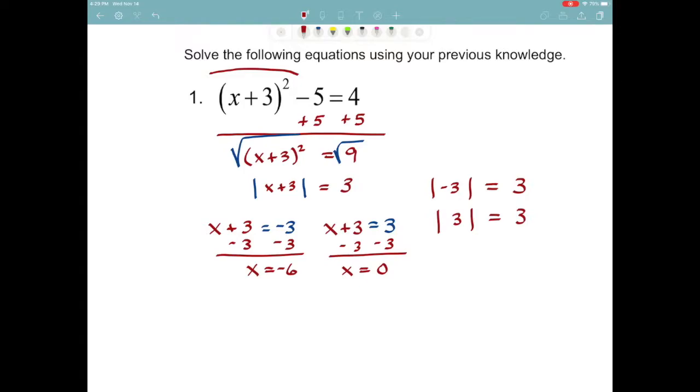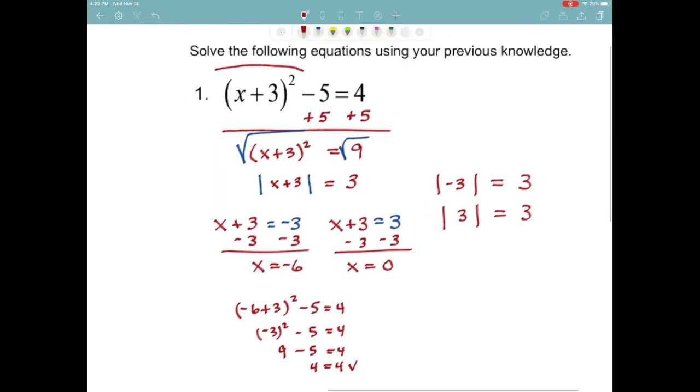Now we can take either one of these and plug them back in, and it should make a true statement there. I'll do an example on this one here. So negative 6 plus 3 is negative 3. And then when we square that, that's going to be 9. 9 minus 5 should equal 4. So you'll see that that is true. You should be able to do the same thing. You can try checking the 0 to make sure it is correct.